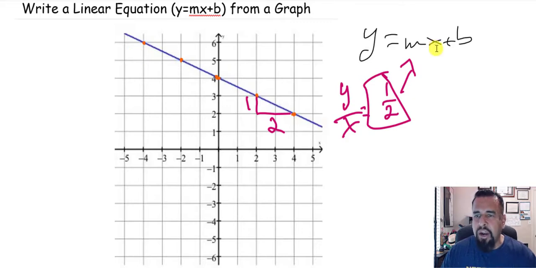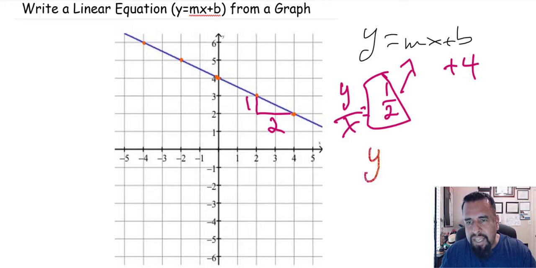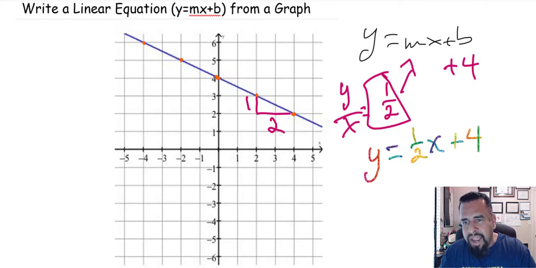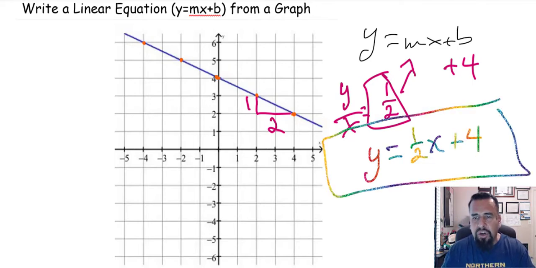All right. Let's find our b, our intercept. Where is it intercepting? It is intercepting at 4, and that's a positive 4. So there you go. I pretty much have my entire equation. So let's go ahead and write it. Ooh, we'll do it in this colorful one. So we got y = 1/2 x + 4 as our final answer.